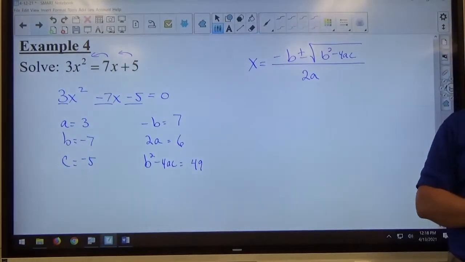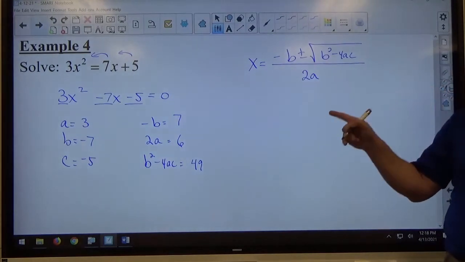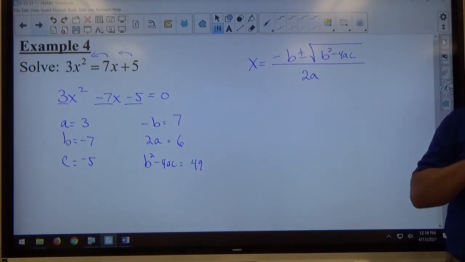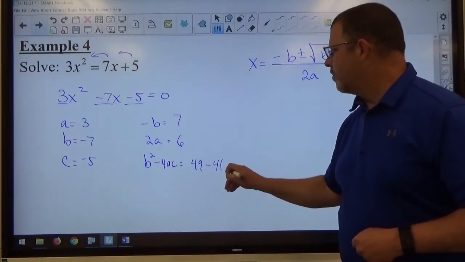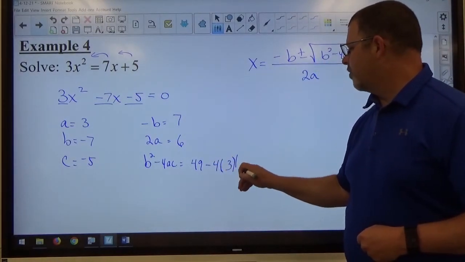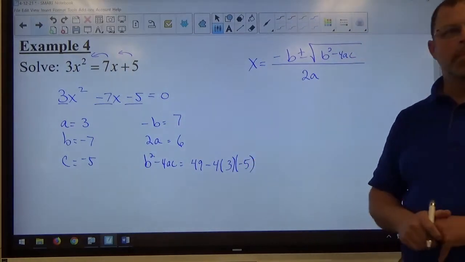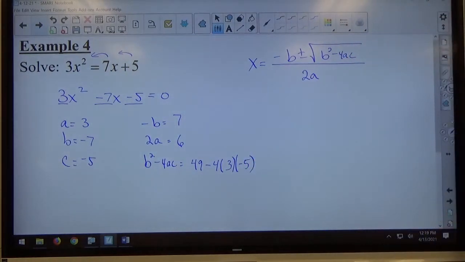The biggest mistake people make on quadratic formulas is they put a minus sign on that term. So be careful. No matter if b is positive or negative, when you square it, you're going to get a positive number. Positive 49. And then it's minus 4 times a, which is positive 3, times c, which is negative 5. Always put that product down written exactly as it is. Minus 4, and then times a times c.